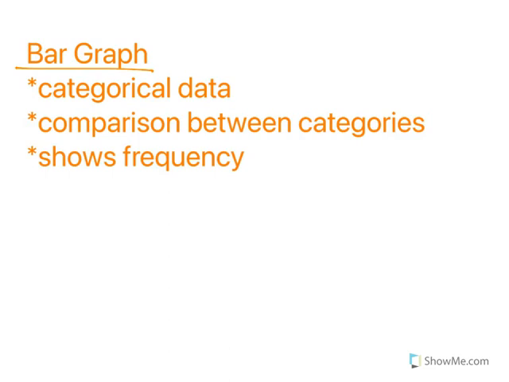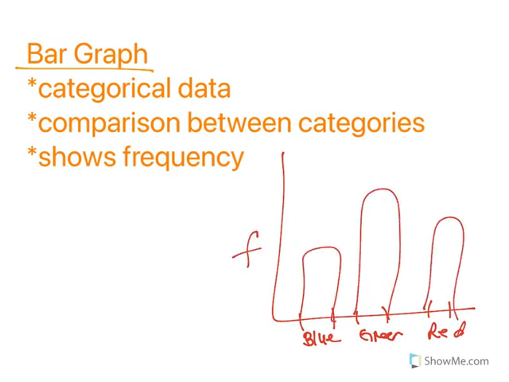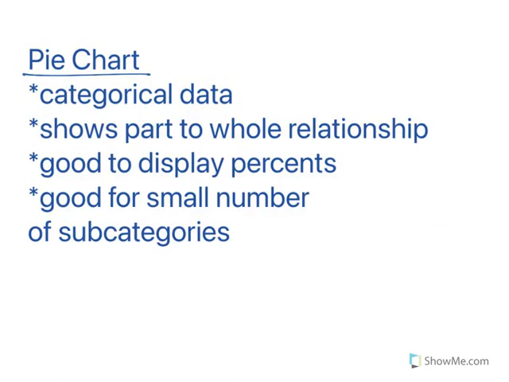A bar graph is similar to a histogram in that it's bars, but now we're dealing with categorical data. So maybe you're dealing with colors: blue, green, red. The difference is that the bars do not touch because they are categorical. Bar graphs allow us to make comparisons between categories. We can see that green is a lot higher than blue. And again, the vertical axis shows frequency, just like with a histogram.